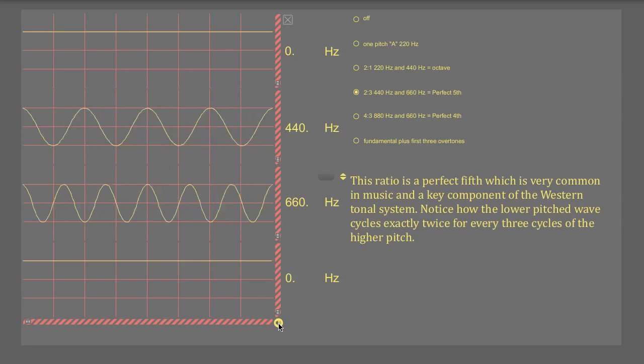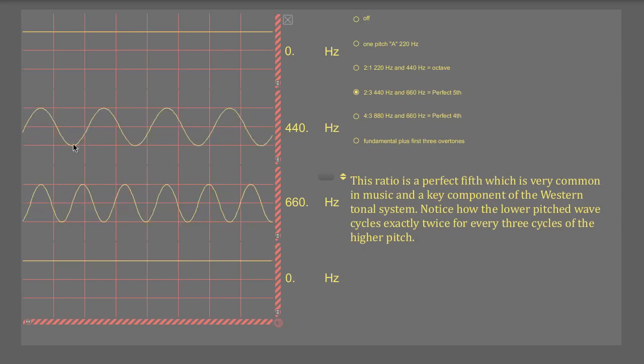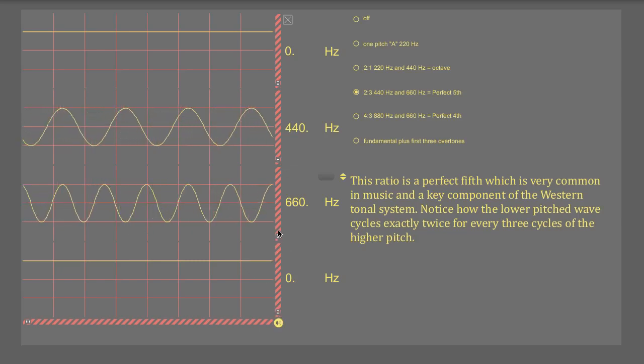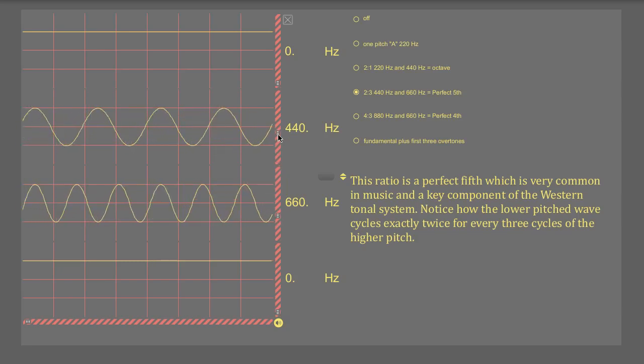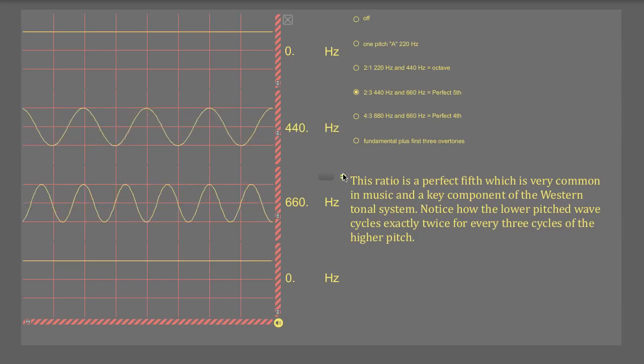So let's look at that first. Here's 1, 2 cycles of the lower pitch goes for 1, 2, 3 of the higher pitch. Now let's hear this perfect fifth. It's going to be a very familiar sound. Do, do.